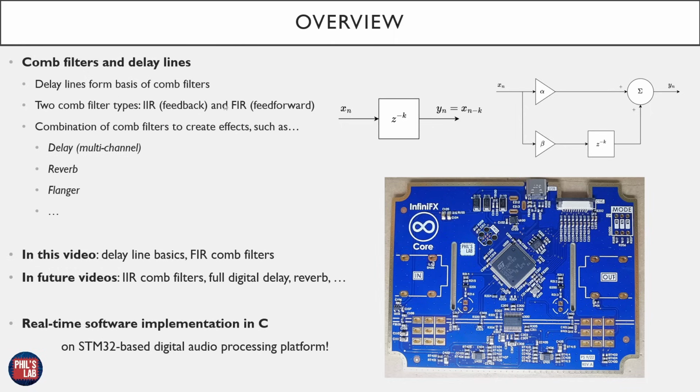There are two types of comb filters we'll see. One is an IIR, so infinite impulse response, which is a feedback type comb filter, and an FIR, so finite impulse response, feed forward type comb filter. In this video, again, we'll look at the delay line basics, and we'll only look at FIR comb filters to start with. Then in future videos, we'll continue with IIR or feedback comb filters, which are slightly more involved, and then look at how to implement full digital delay algorithms, reverb algorithms, and so on, where you can really be creative and create your own audio processing effects.